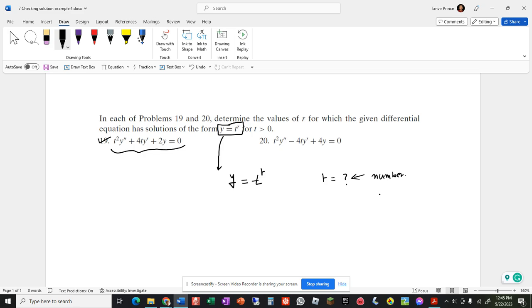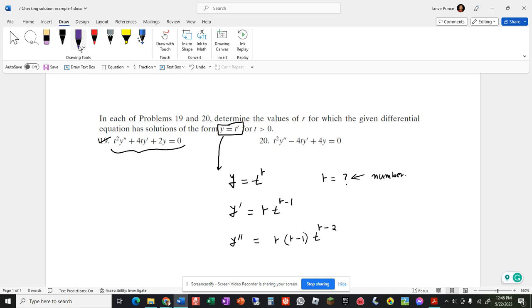Number 19 is a second order equation, so I have to figure out the first derivative and the second derivative. Using the power rule from your calculus 1, y prime is r t to the power r minus 1. r is an unknown number, but it's a number, right? The second derivative, exactly the same way, using the power rule, I get this. Remember, r minus 1 minus 1 is r minus 2. That's what I have in the exponent.